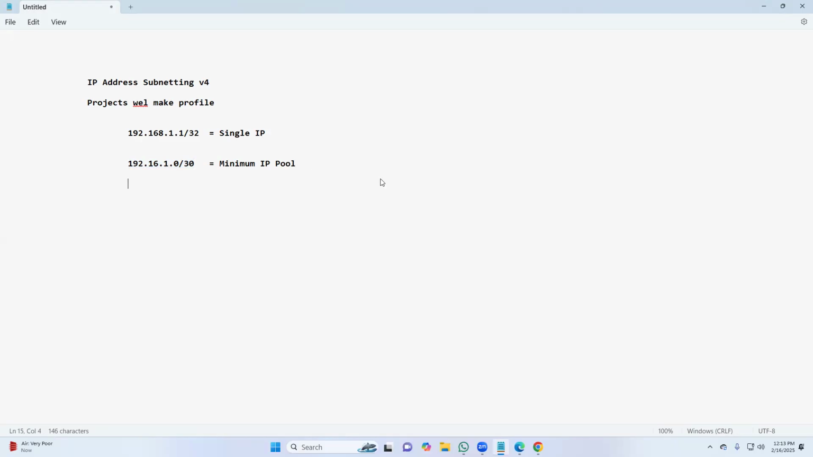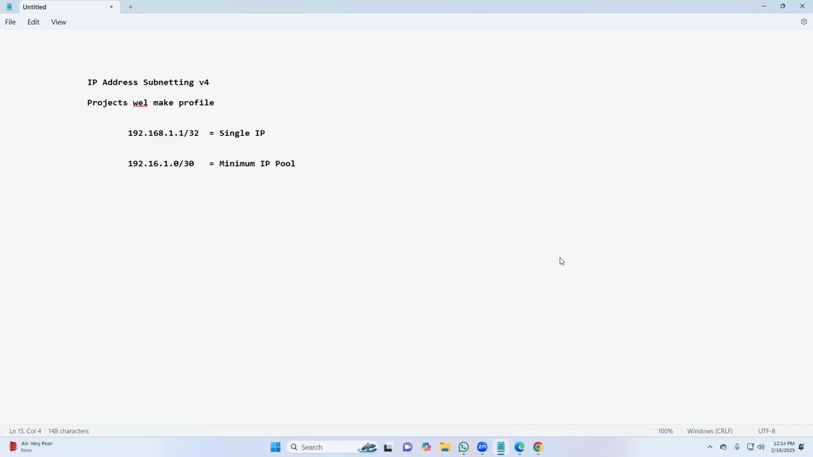But how do we know it's 4 IPs? Because this is /30. It means 4 IPs. But how do we know 4 IPs inside /30? There is a logic. I will explain how to calculate, how to remember, and how to memorize these things. But right now, you can see here.